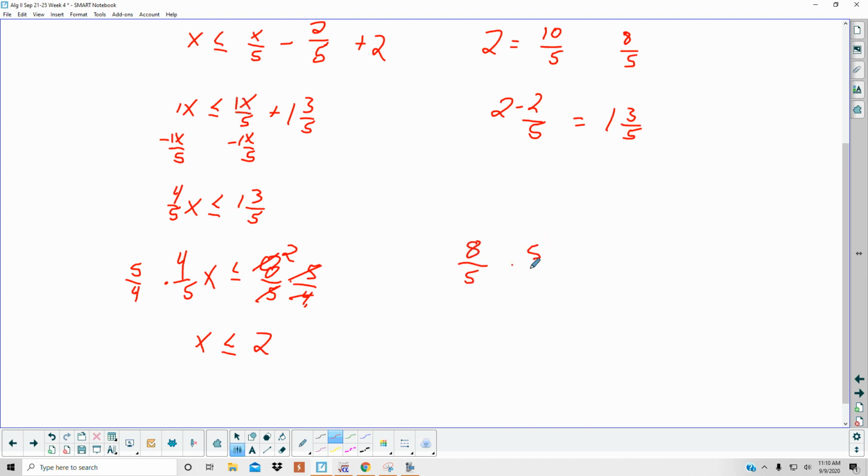Times 5/4. The 5 cancels out and leaves a 1 in its place. If you want it, if this is reducing now, 4 goes into itself once, into 8 twice. So when you multiply straight across, you just get 2. You didn't multiply across by any negatives, so the inequality stays the same direction. Okay?